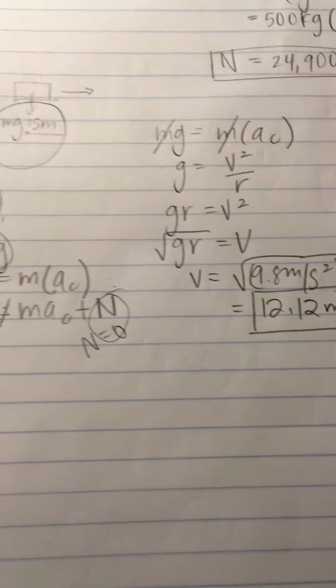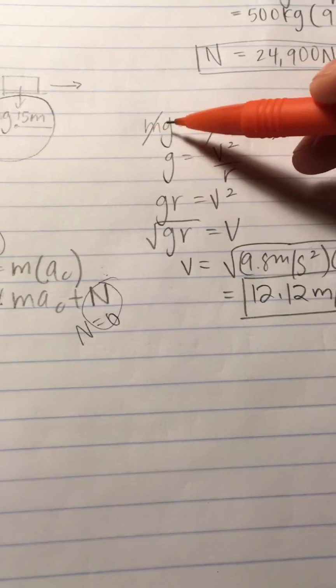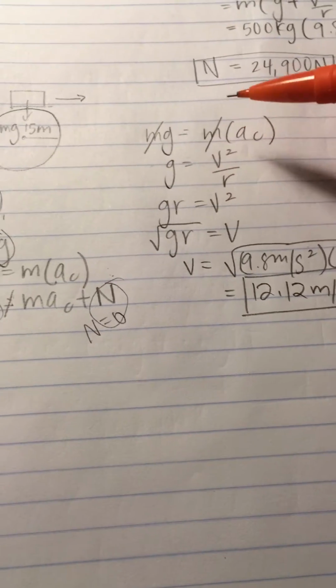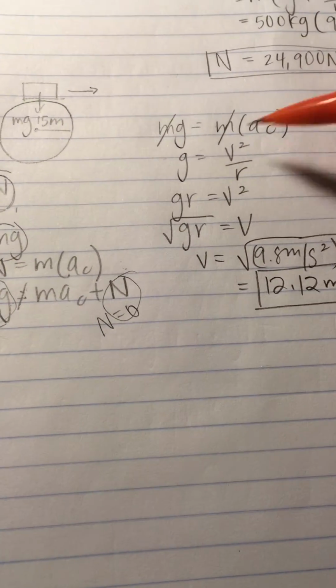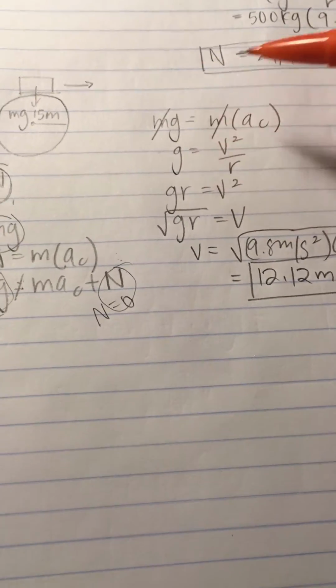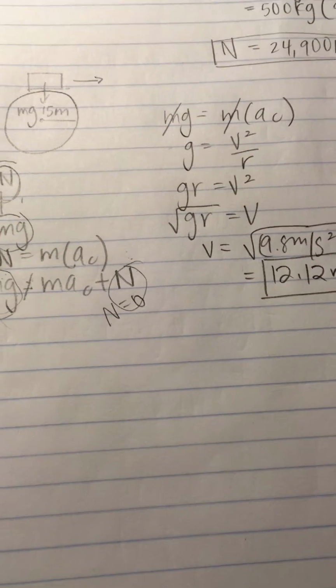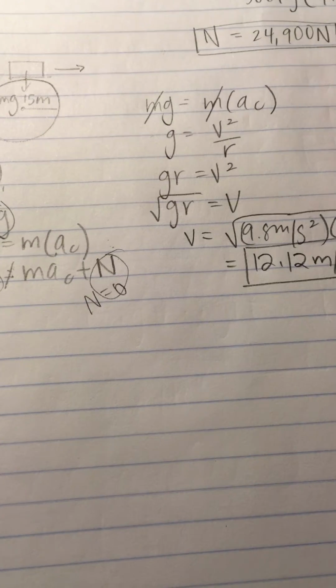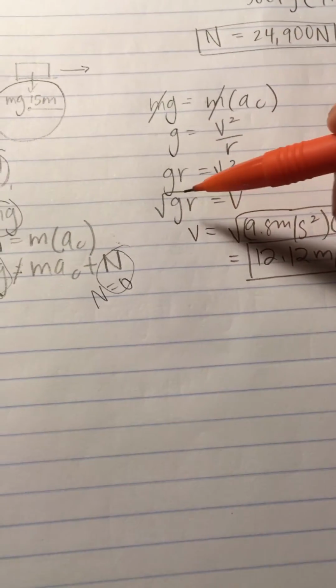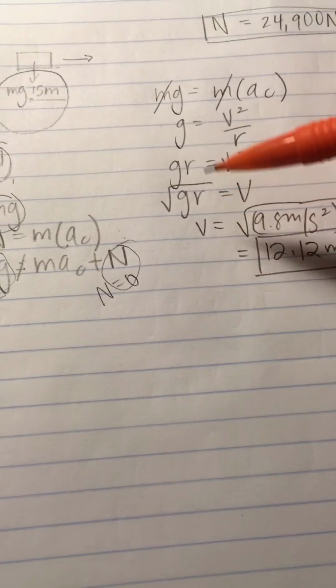So armed with that, the sum of the forces is just mg, equals the mass times the centripetal acceleration. We can cancel out the masses, and gravity equals velocity squared over r. We know all of these factors. I isolated v because that's what we're solving for: the square root of g times r. G is 9.8 meters per second squared, and r is 15 meters, the radius they give you. So in the end, the maximum speed is 12.12 meters per second.